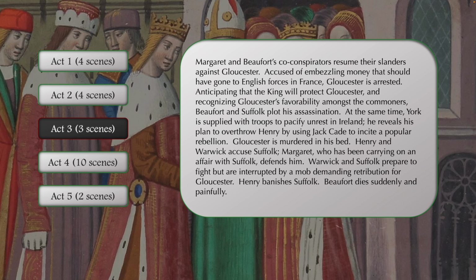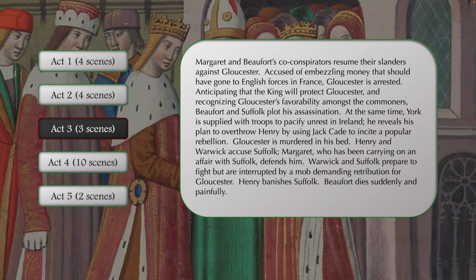At the same time this is going on, York has been given a bunch of troops to pacify unrest in Ireland. And this plays right into his hands. They give him an army that he will later use to try to overthrow the king. And he reveals his plan at this point to overthrow Henry, using Jack Cade to incite a popular rebellion first. And then we'll see how it goes. And then if it looks like it will work, he says, then I'll come in and finish the job. Gloucester is murdered in his bed.